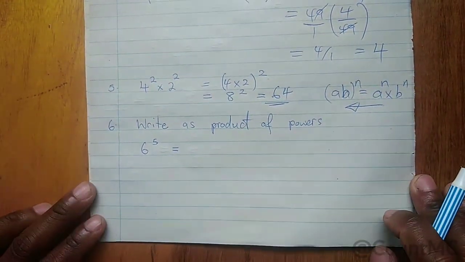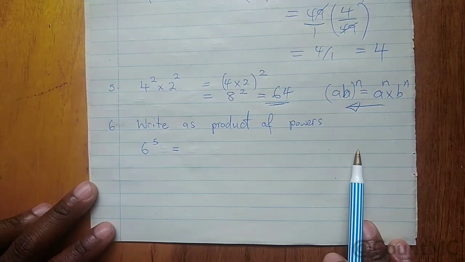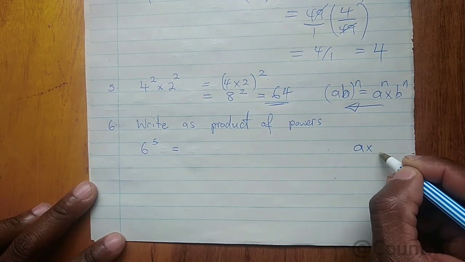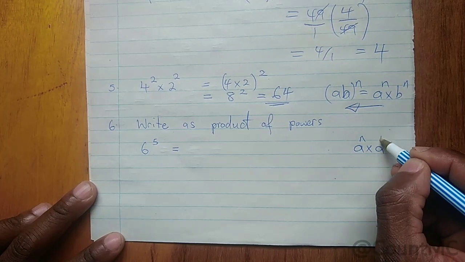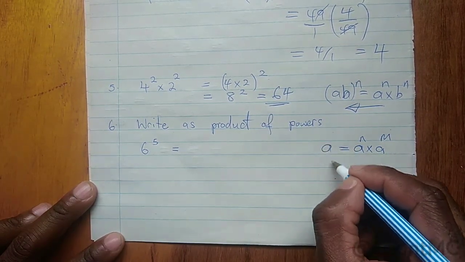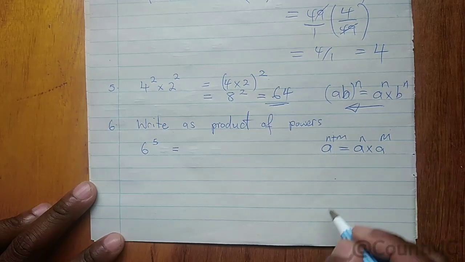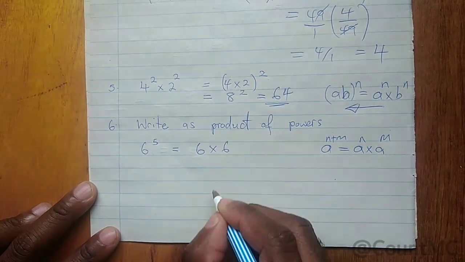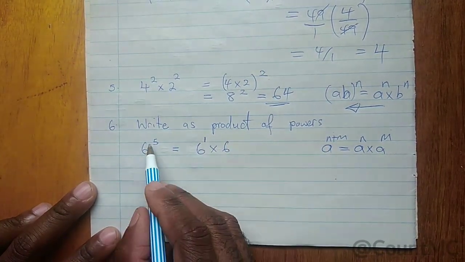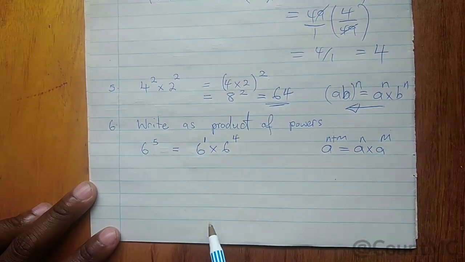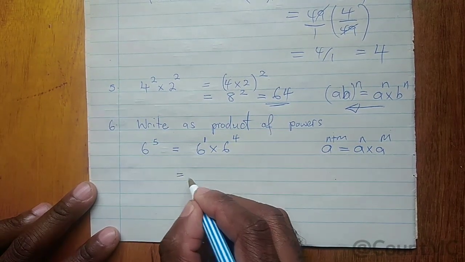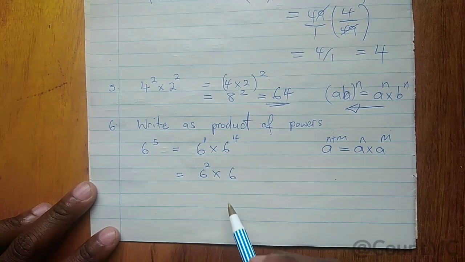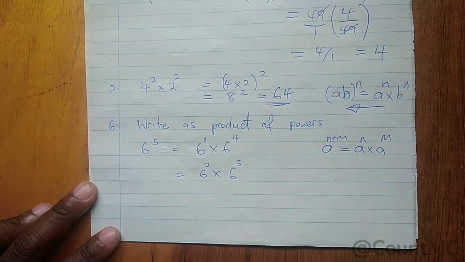Okay, last one. Write as a product of powers. Okay, and if you remember, we said A to the power n times A to the power m, if the bases are the same, we get n plus m. So this is basically the idea of what we want to do. So you can say 6 times 6. If I put a 1 here, how do I get a 5? 1 plus 4 will give me a 5. So this is one of the answers. Or I can say 6 times 6. What happens if I put a 2 here? How do I get a 5? 2 plus 3. That's another way.